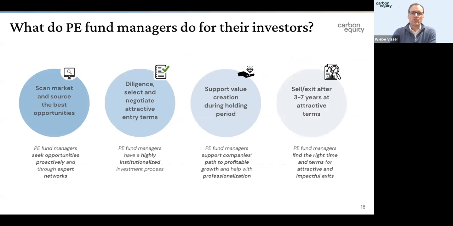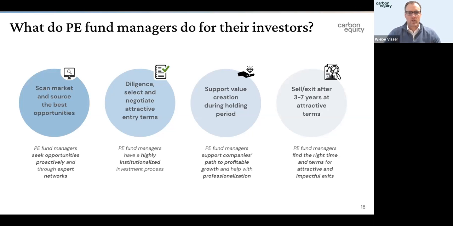So what do these managers actually do with your capital? What are they being paid for? They really scan the market for all the right opportunities out there. That's really their bread and butter. They have an expert network. They work with scientists, especially in climate tech, to find the new, most promising technologies. They go to all sorts of conferences, scanning the market, building the best pipeline to select opportunities from. That's what they do. Then they diligence.